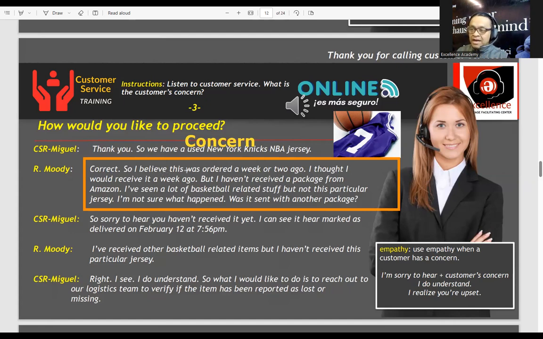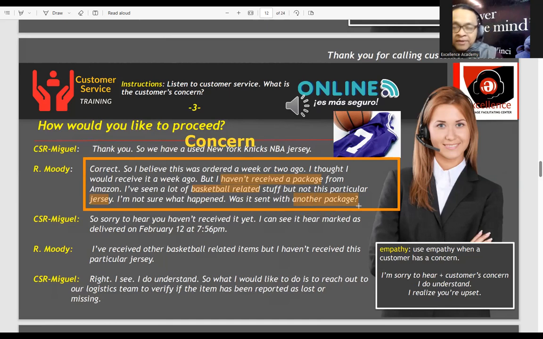So I believe this was ordered a week or two ago. I thought I would receive it a week ago, but I haven't received a package from Amazon. I've seen a lot of basketball related stuff, but not this particular jersey. I'm not sure what happened. Was it sent with another package?